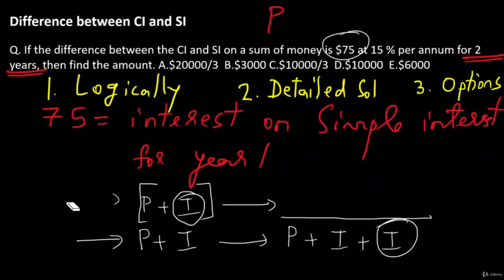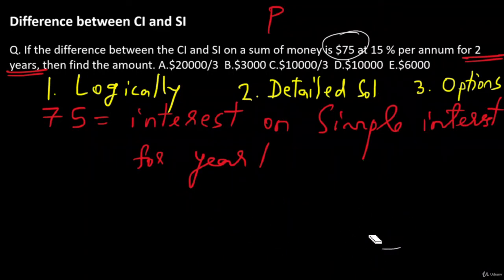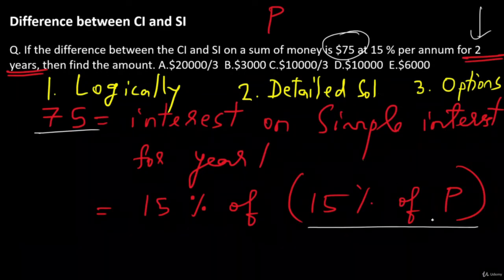So let me again repeat the logic over here. Remember, we are just trying to solve this logically in this video. We will have a detailed solution of this in the next video. So the difference between the simple interest and the compound interest in the case of 2 years is actually the interest applied on the simple interest for the first year. All right. So that means this 75 is actually 15% of 15% of P. 15% of P is the interest for the first year, and we are applying 15% on this interest. That's the difference between compound interest and simple interest when you're just having 2 years.